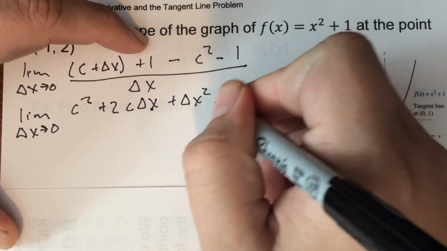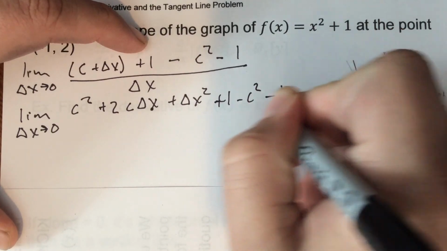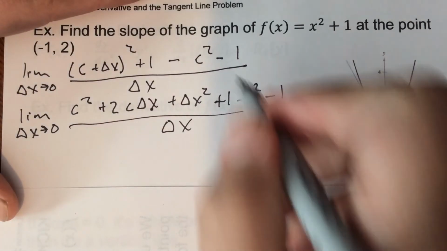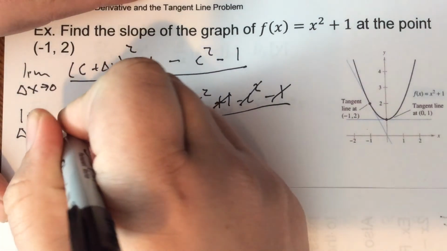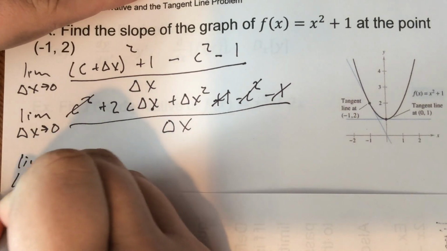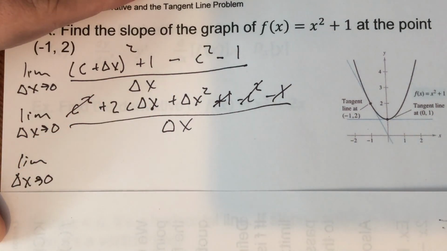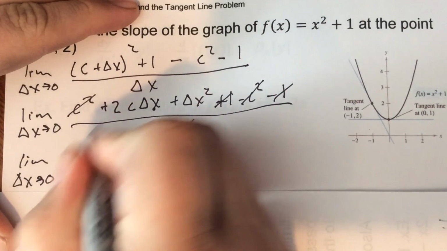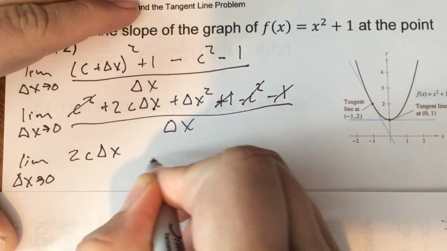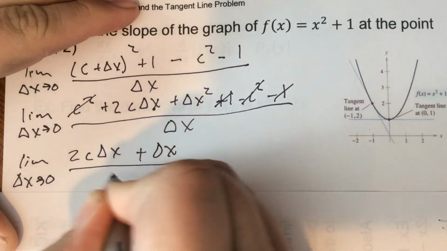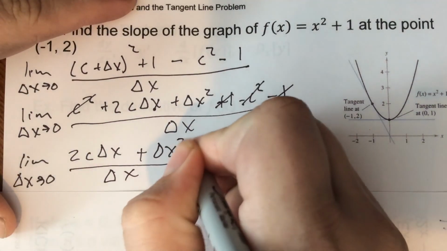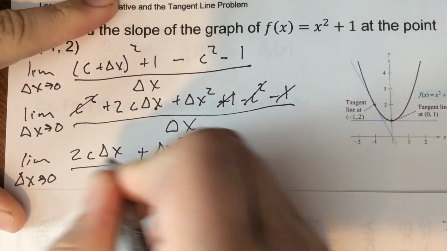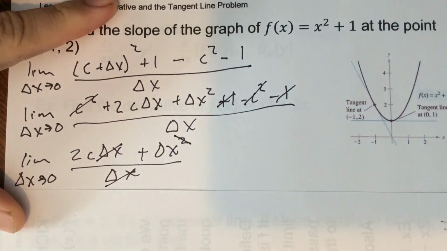So we have our plus 1 minus c squared minus 1, again all over change of x. So from here, we can cancel the 1's, cancel the c squared. So we're down to now the limit as the change of x goes to 0 of, so we have 2c change of x left plus change of x squared, all over change of x. Oh, this is change of x squared, sorry. So we can reduce now. So this change of x and change of x will be gone, and one of those will be gone.